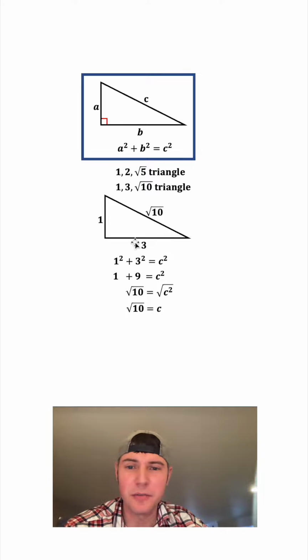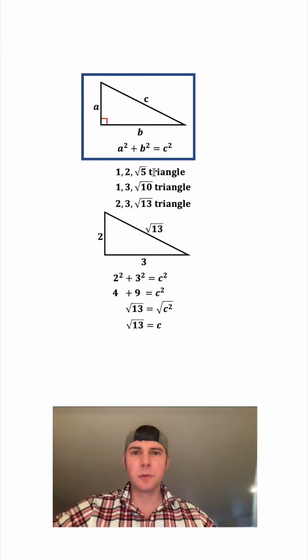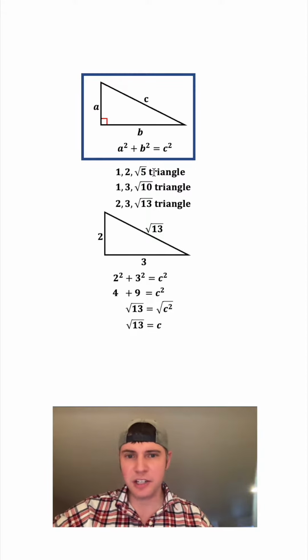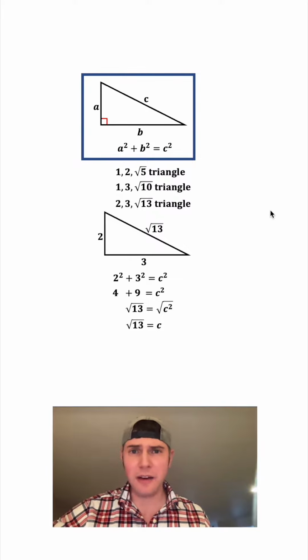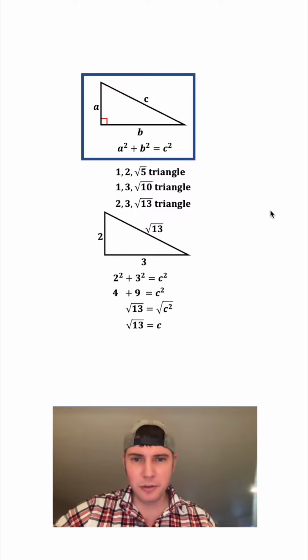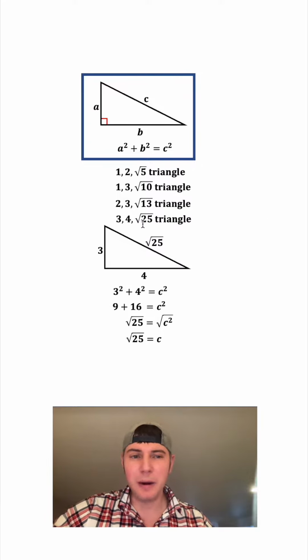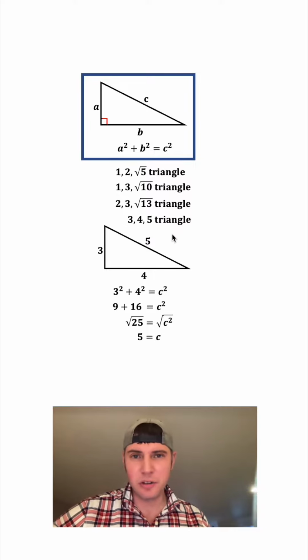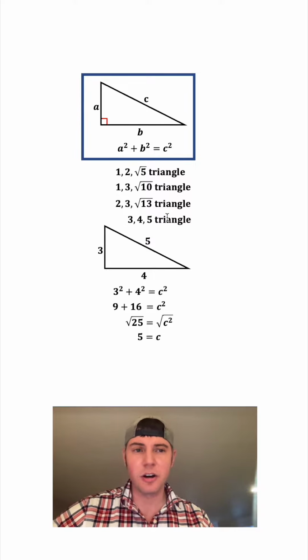We can do the same thing if we choose 1 and 3. We do the calculations, and we find out we have a 1, 3, root 10 triangle. We can also do it with 2 and 3. We're getting a lot of right triangles with irrational hypotenuses: root 5, root 10, root 13. Most right triangles will have an irrational hypotenuse, but they don't all have an irrational hypotenuse. So if we look at a right triangle with sides 3 and 4, the hypotenuse would be root 25, and that is 5. This is called a Pythagorean triple because all 3 of the sides are whole numbers.